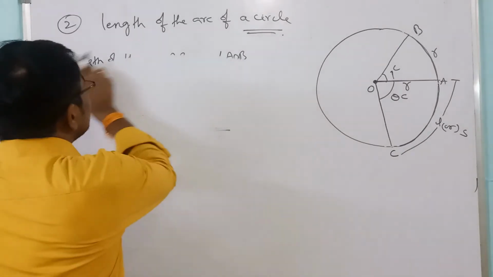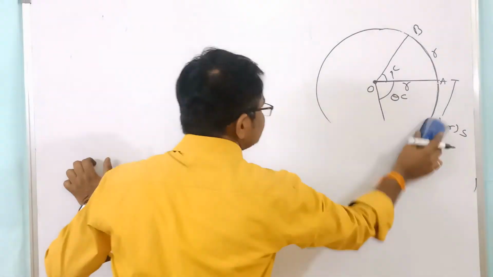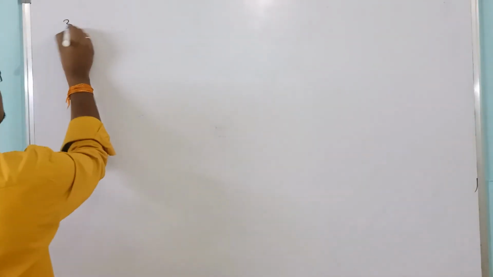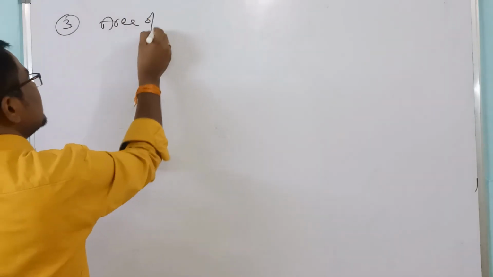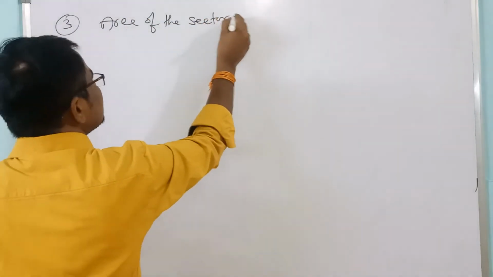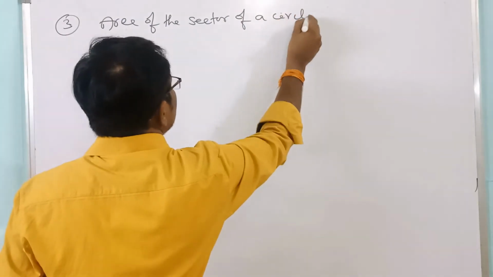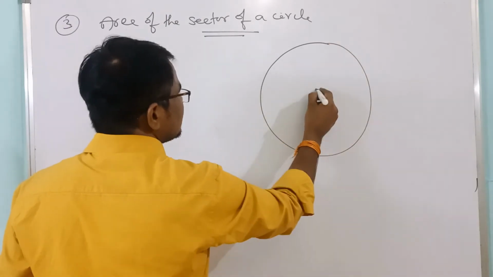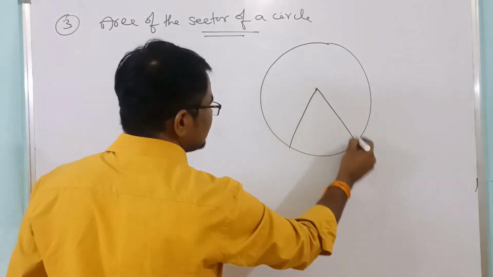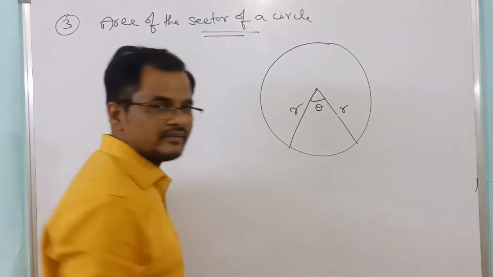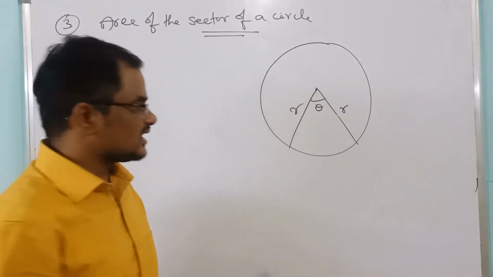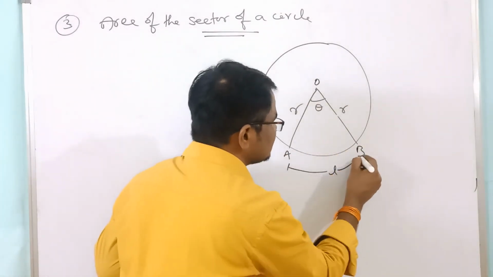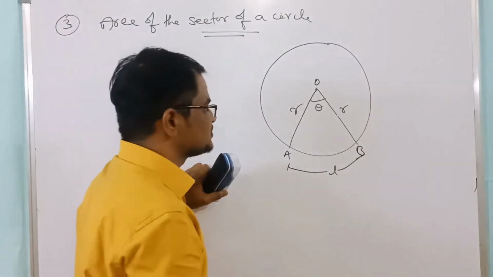Next, third note, that is area of the sector. That is also an important one. Third one, area of the sector of a circle. So here also you take one circle. Here this is the center, and here to here it is the radius. This is theta, the angle subtended at the center of the circle. Here you take O, this as A, this as B, and here to here is the length of the arc. Once you listen here.